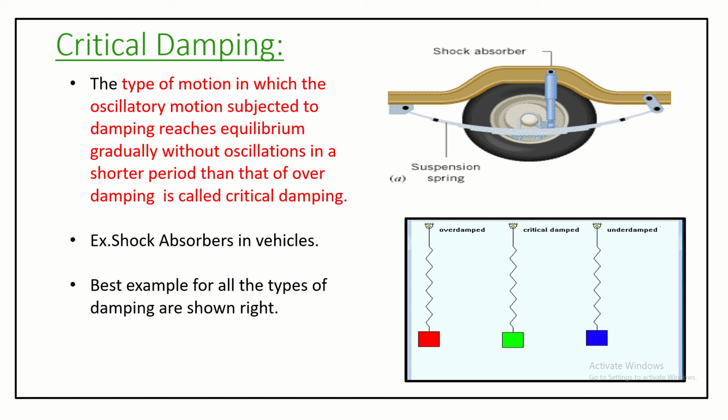The graph of all the three dampings, and the examples for all the three dampings, are given below, which explain the concept of overdamped, critically damped and underdamped motion.